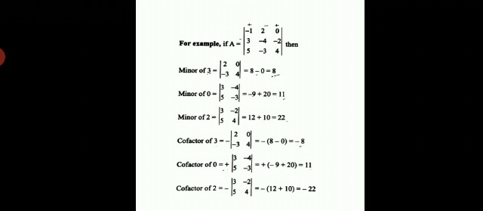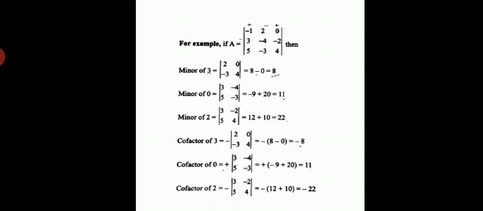And the minor of 0 can be found by deleting the first row and third column, since the element is in the first row and third column, and noting the remaining elements in determinant order: 3, minus 4, 5, minus 3. That is 3 into 3 is 9 with a minus sign, minus 9, and minus into minus is plus, 4 into 5 is plus 20. Now 20 minus 9 is plus 11.